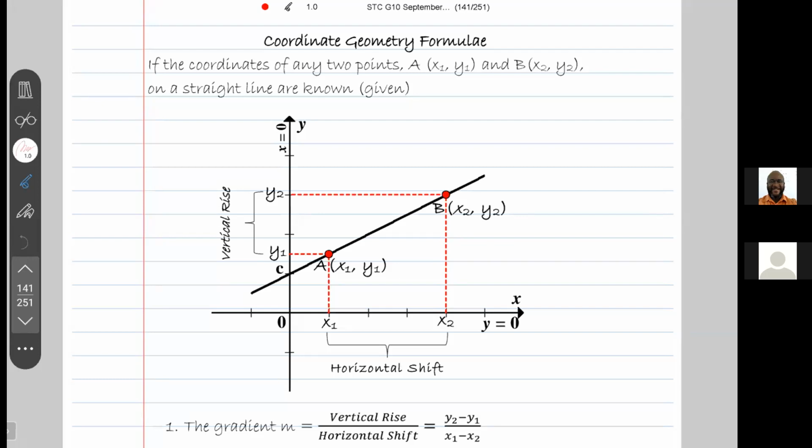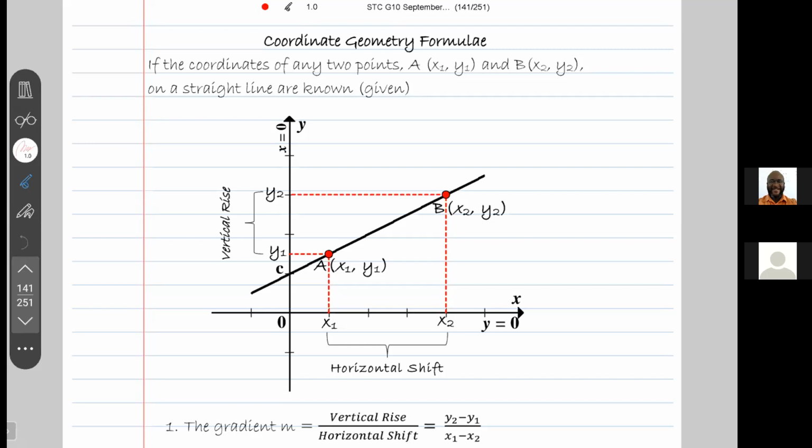Something I want to highlight here is that the coordinate geometry formulae are not on the CXC formula sheet. So CXC has a formula sheet and the coordinate geometry formulae are not on it. What that means is that you have to remember them. All right, guys, so let's start.